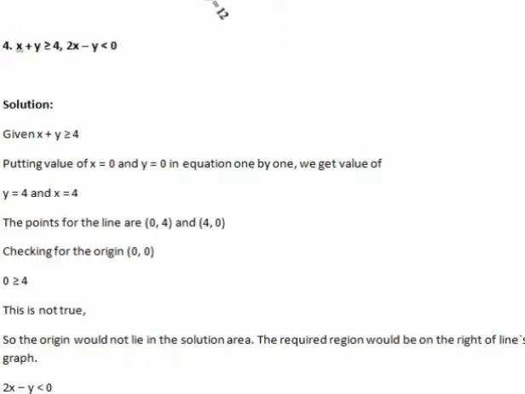Now similarly comes x + y ≥ 4, 2x - y < 0. (0, 0): 0 ≥ 4, false.